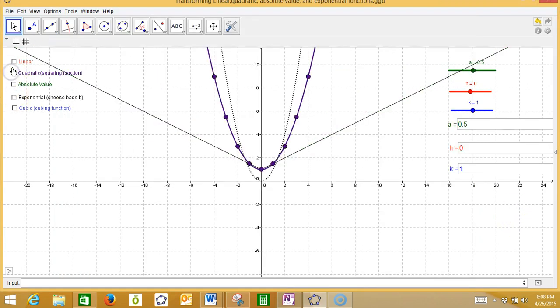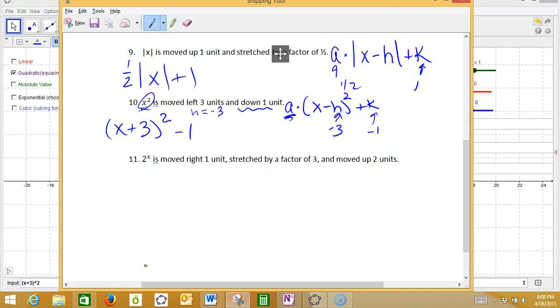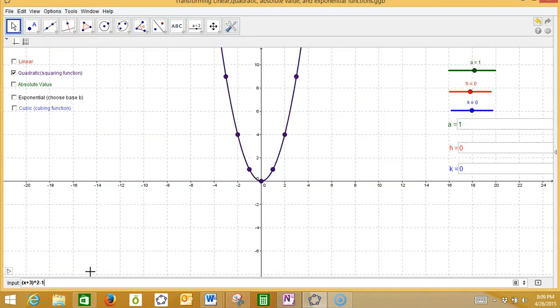So here's our quadratic. Oops, I'm going to get rid of my function here. So here's our quadratic, and I still have my a set to 1, and my k I'm going to put back to 0, so it's back to the parent function. So we wrote this expression here. We said the quantity x plus 3 squared, let me make sure there, x plus 3 squared, and then we're going to subtract 1 from that.